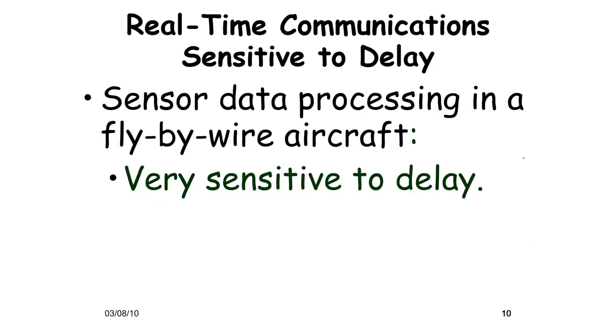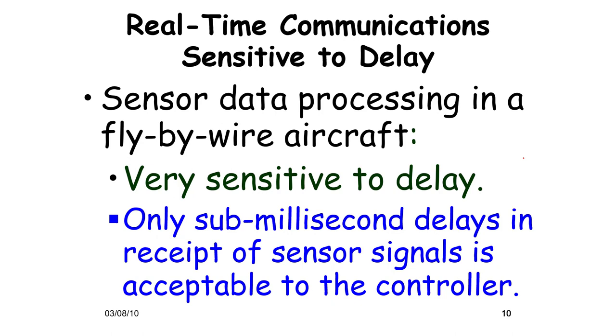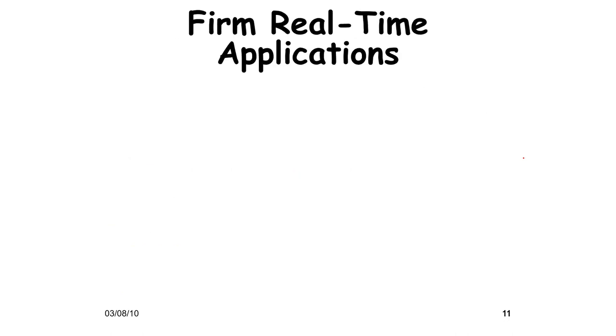So if you look at a fly-by-wire aircraft, so modern aircraft, fly-by-wire is a concept where everything is transferred electronically and monitored by sensors and so on. This is also very sensitive to delay. So this would technically allow for only sub-millisecond delays in the receipt of sensor signals. So this is pretty much the only thing that is acceptable to the controller.